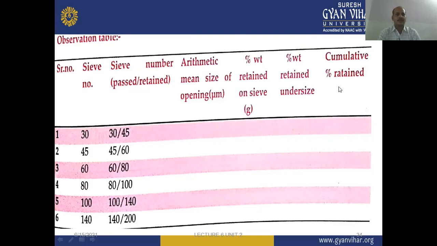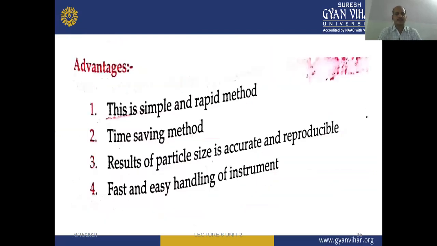So, for example, when we make the set of 30 to 45 number sieve, the smaller sieve is 45, so we have to observe the weight retained on 45 number sieve, and we have to get the percentage weight retained on the smaller sieve, and then we have to accumulate the different material retained on each and every sieve, and when we collectively sum it, then it will be in terms of cumulative percentage weight retained. So this is the observation table which is required at the time of the sieving experiment.